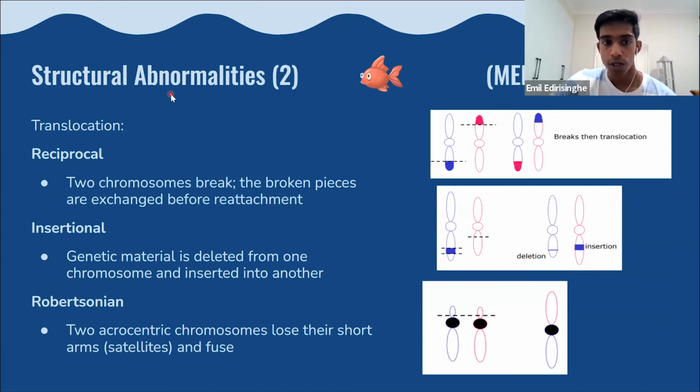So under structural abnormalities, there is also something called translocation. And there are 3 main types of translocation that you can know about. So the first one is reciprocal, where 2 chromosomes break and the broken pieces are actually exchanged before reattachment. So here you've got this chromosome, the blue one and the red one, and the blue and red areas switch, and this is called a reciprocal translocation.